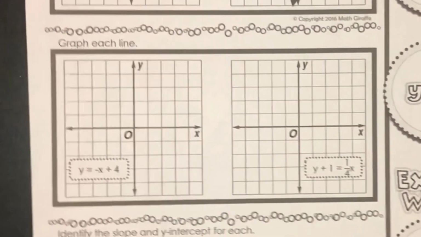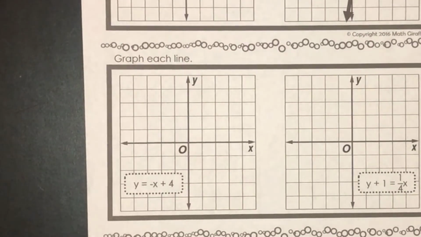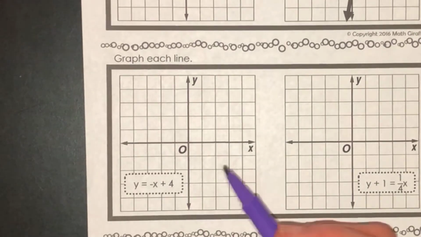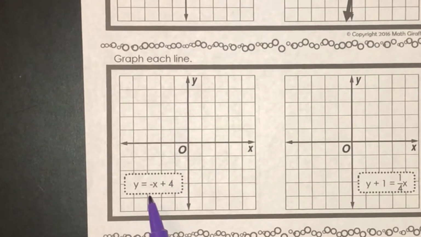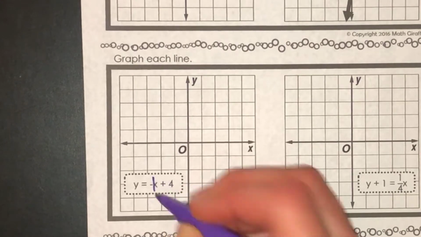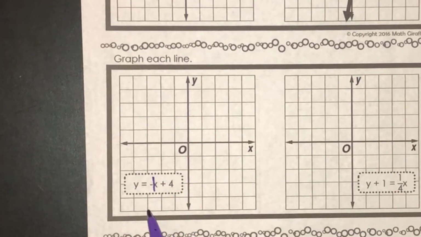Now, let's do these. Goodness, I'm tempted to have you do one of these on your own, but I feel like they both have something about them that I need to help you with. So y equals negative x plus 4. There's no coefficient, but we know that's an understood 1, so it's y equals negative 1x plus 4.